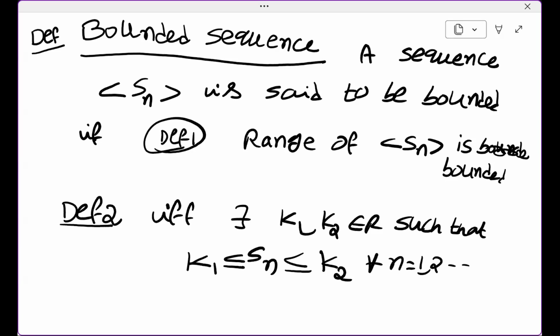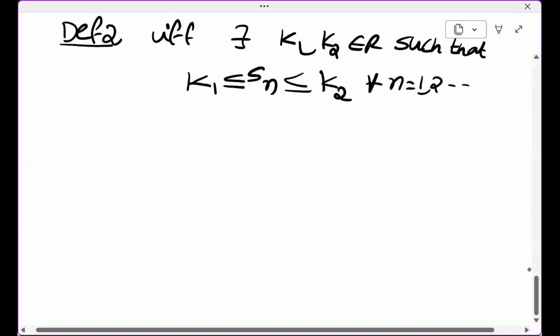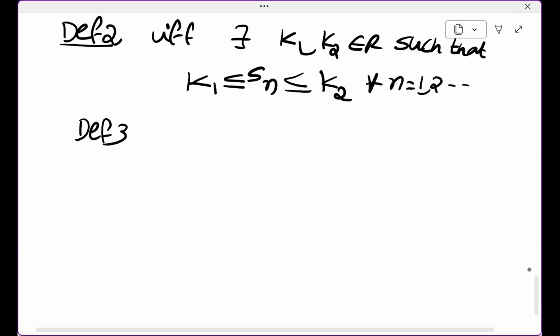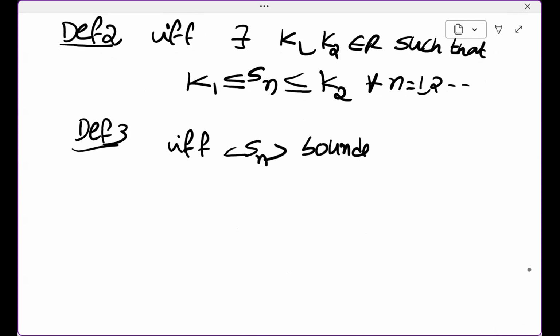Then we have definition 3. It is if and only if the sequence is bounded above as well as bounded below.